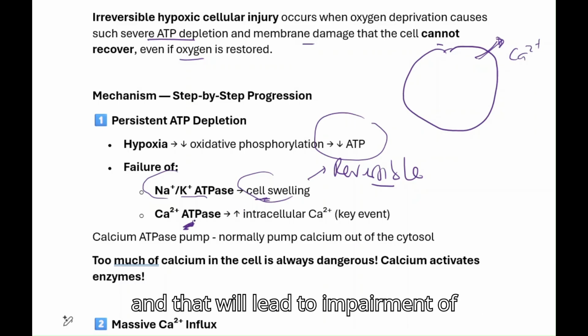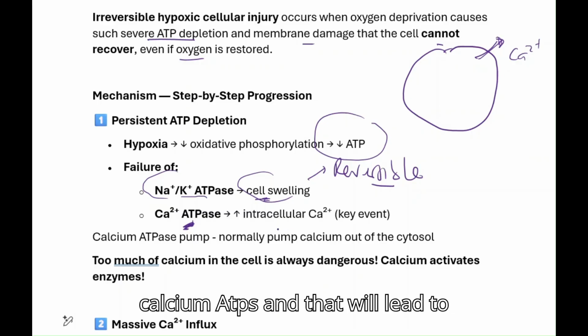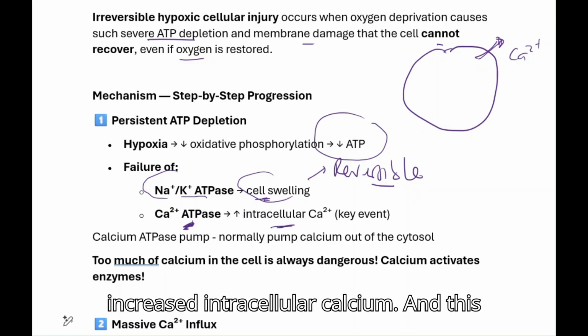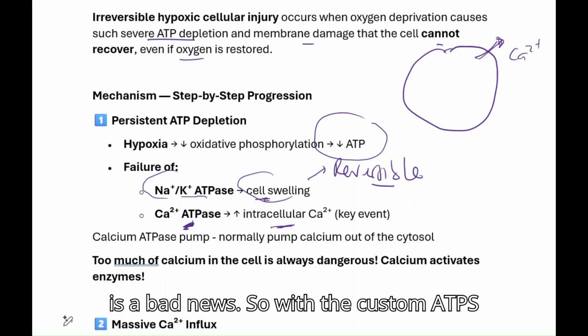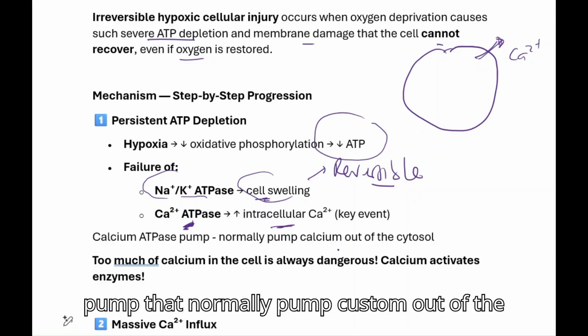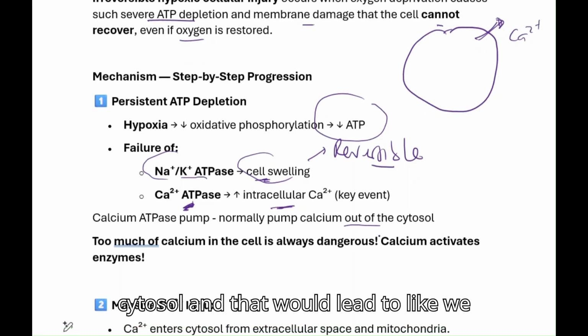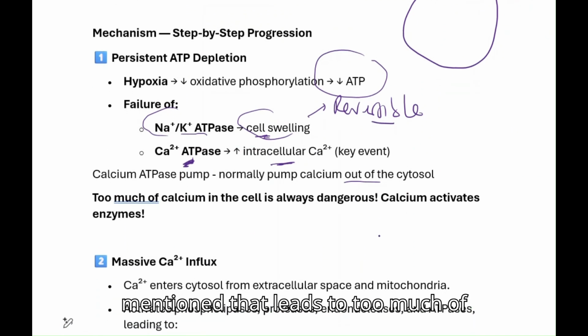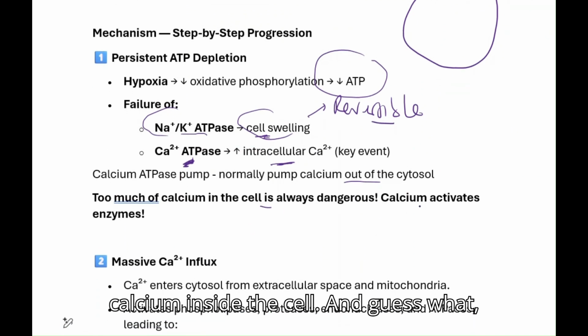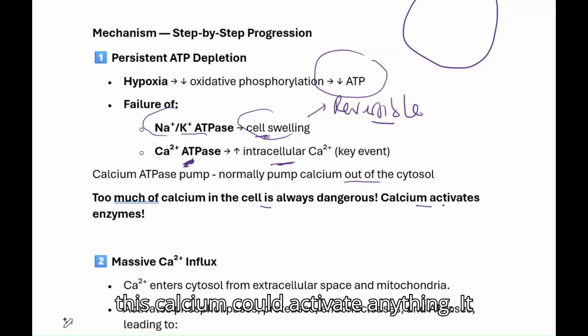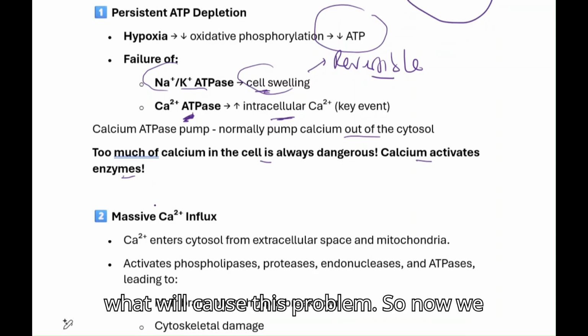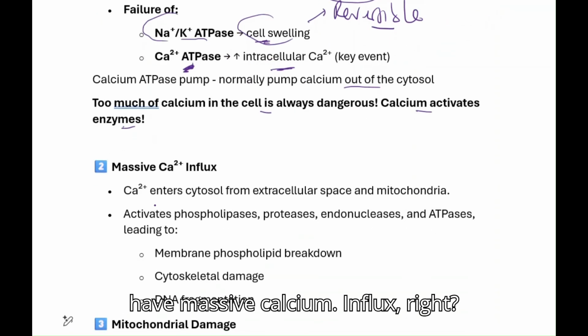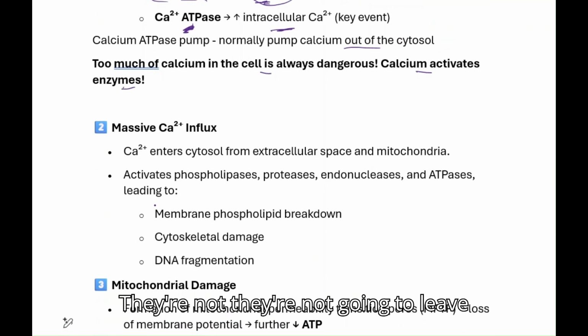and that will lead to impairment of calcium ATPase, and that will lead to increased intracellular calcium, and this is bad news. So the calcium ATPase pump normally pumps calcium out of the cytosol, and when it is impaired, like we mentioned, that leads to too much calcium inside the cell. And guess what? This calcium could activate anything. It could activate any enzymes, and that's what causes this problem. So now we have massive calcium influx, right? They are not going to leave the cell, right?